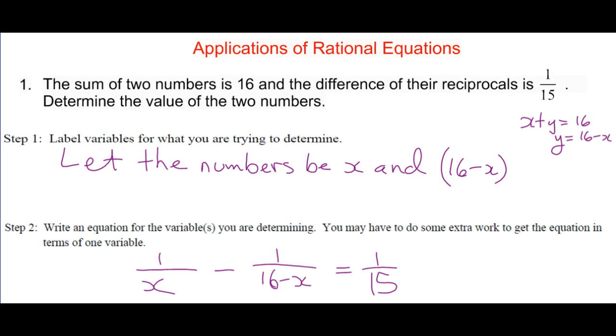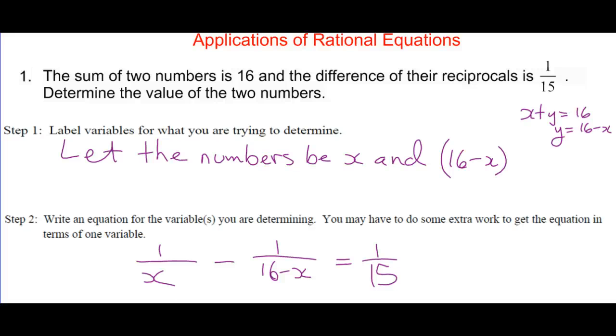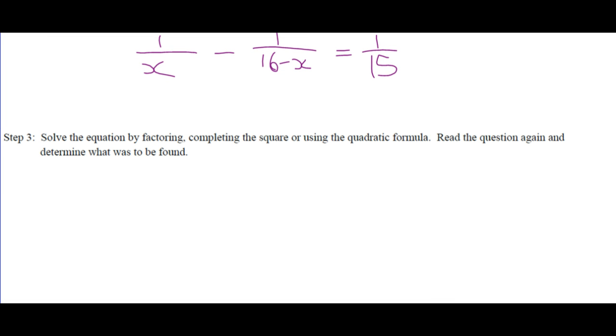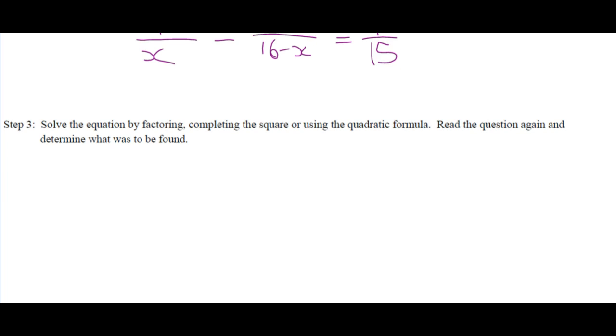Right? So first step, label the variables. Maybe a little bit of work here, just figuring out what the other variable is going to be. Now, it could be a diagram, it could be a chart. We do a lot of charts in this stuff, right, and filling in. Solve the equation by factoring, completing the square, or using the quadratic formula.